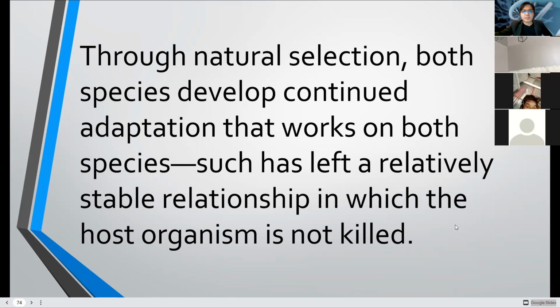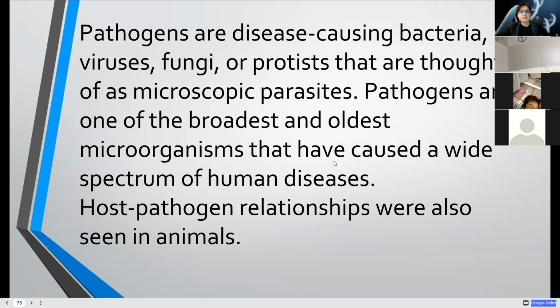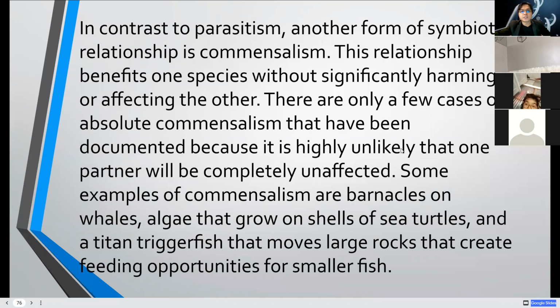Pathogens are disease-causing bacteria, viruses, fungi or fungus, or protists that are thought of as microscopic parasites. Pathogens are one of the broadest and oldest microorganisms that have caused a wide spectrum of human disease. Yes, host-pathogen relationships are also seen in animals. In contrast to parasitism, another form of symbiotic relationship is commensalism. Okay, so there is a resemblance. There is a common difference between commensalism and parasitism.